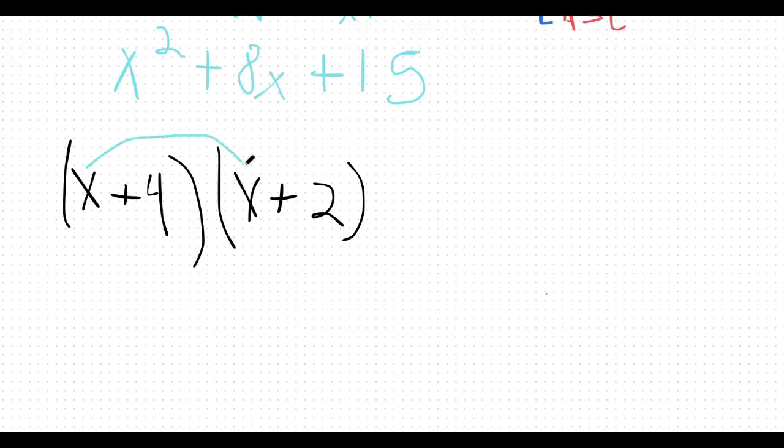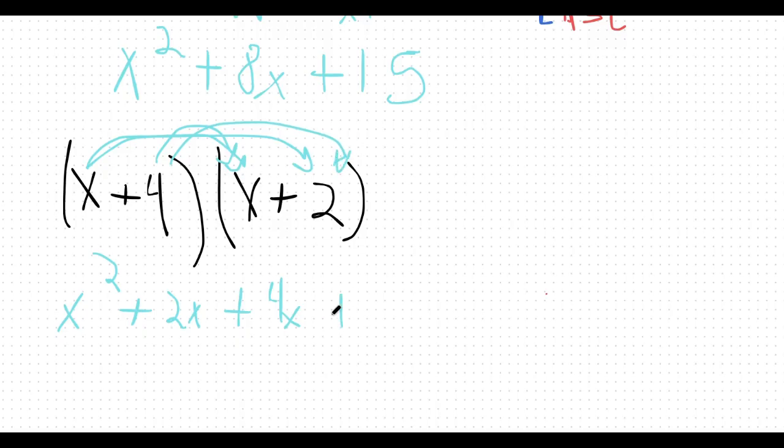All right, let's distribute x times x to get x squared, x times 2 to get 2x plus 2x, 4 times x to get 4x, and then 4 times 2 to get plus 8. As always, we combine like terms to get x squared plus 6x plus 8.